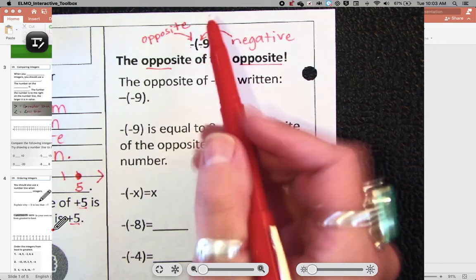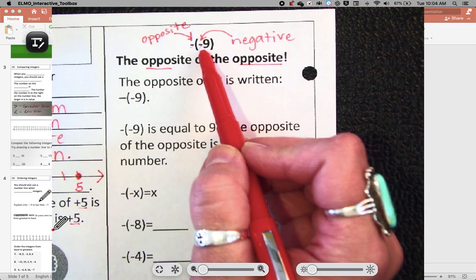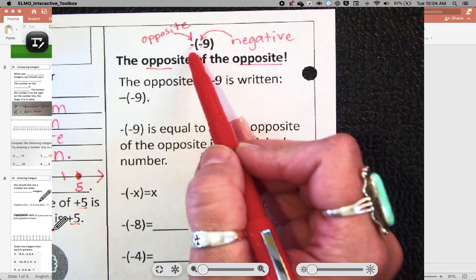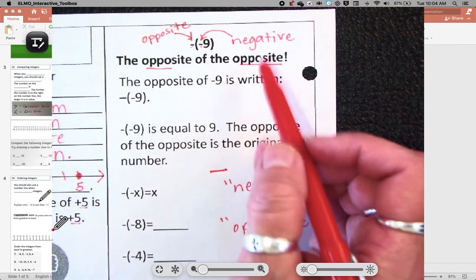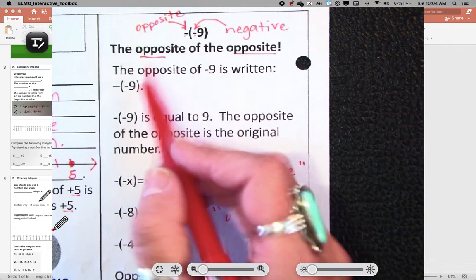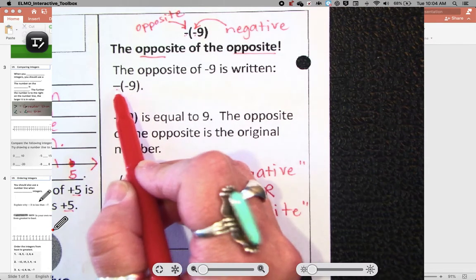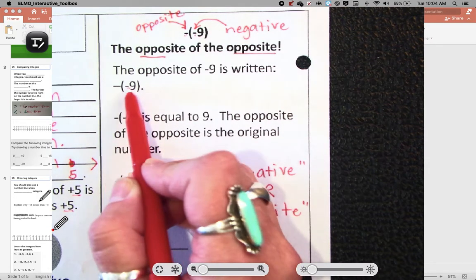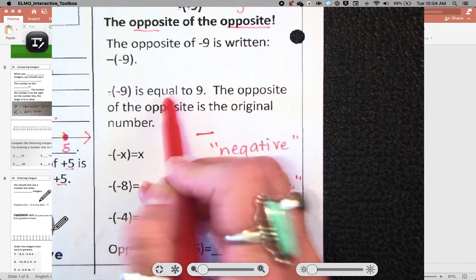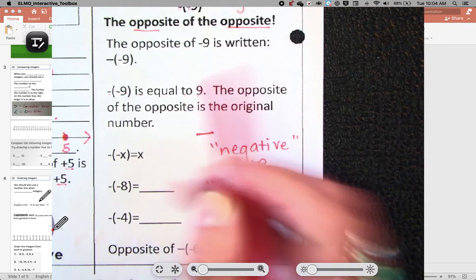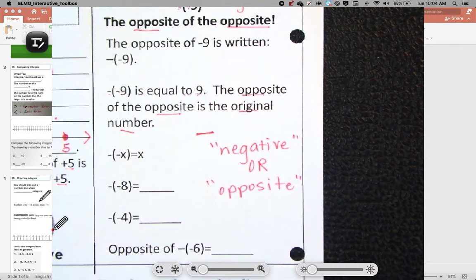So listen to the statement now. What is the opposite of -9? Oh, the opposite of -9 is simply 9. So how do we write that? Of course, we saw the directions here. Two negatives, the opposite of negative 9. The opposite of negative 9 is equal to 9. The opposite of the opposite is the original number.